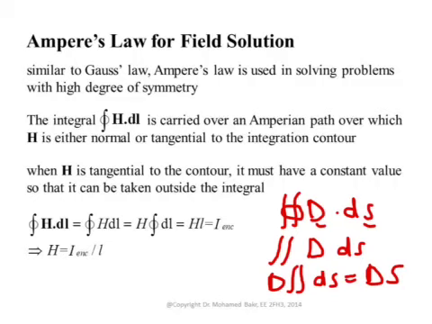We select something we call an Amperian contour. So when we carry out this integral here, we carry it over a special path, which we call the Amperian contour, or Amperian path.